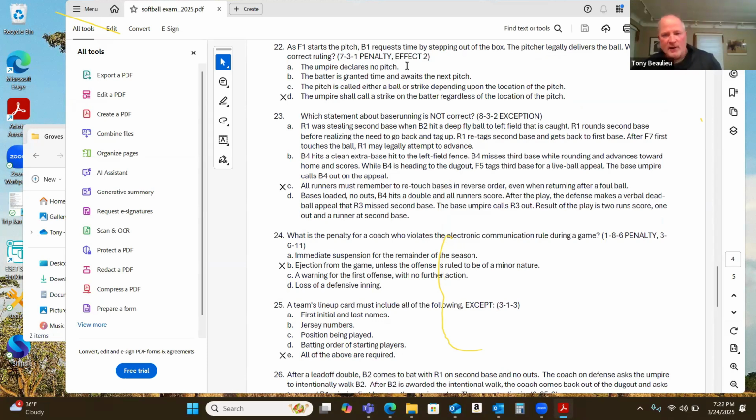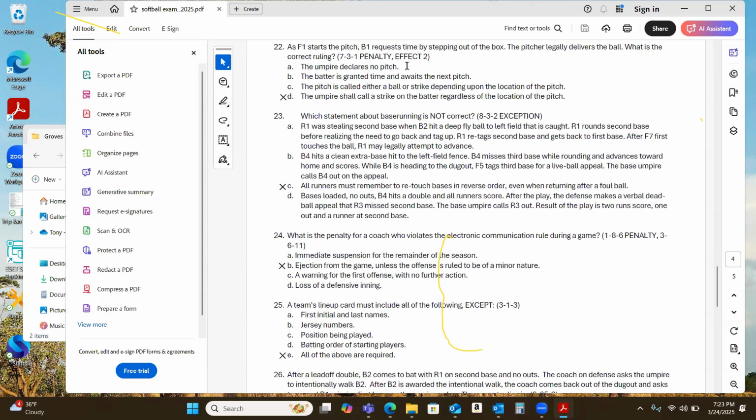Okay, number 23, we're running a little short on time. Which statement about base running is not correct? So C is the incorrect answer: all runners must remember to retouch the bases in reverse order, even when returning after a foul ball. I forget what the reason is. Carl, you want to explain that one?